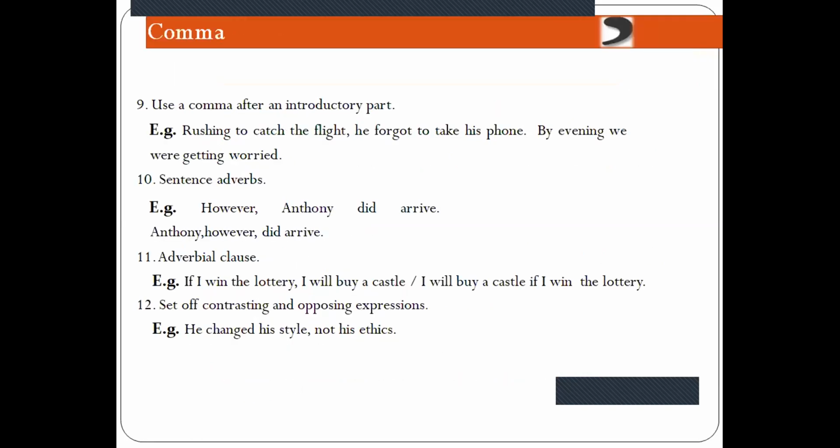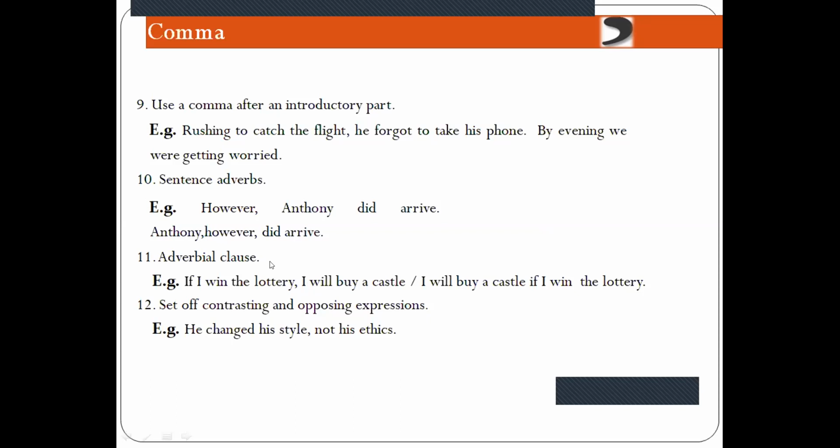And in writing, use a comma after an introductory part, e.g., rushing to catch the fish, comma, he forgot to take his phone. By evening, we were getting worried. So by evening, make sure there's a comma there. By evening, comma, we were getting worried, full stop. Sentence adverbials, as we call them, for example, however, comma, Anthony did arrive. Anthony, comma, however, did arrive.